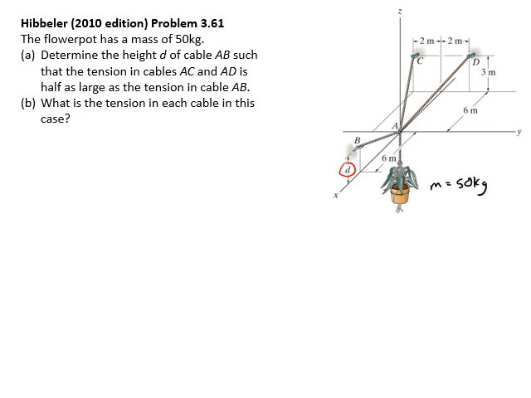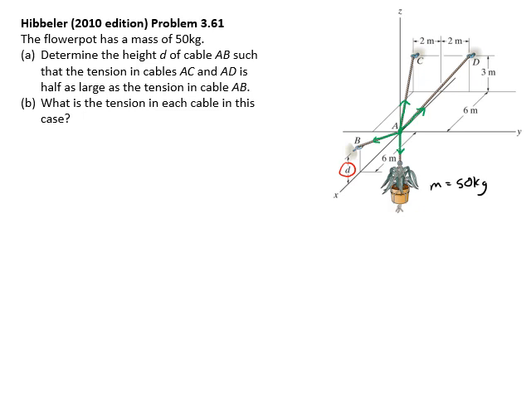So your strategy is always to think about a free body diagram and forces. If I look at the point A here, I've got 4 forces acting, one from each of the cables, like this. And then there's the tension in the cable downward, which is equal to the weight of the pot.